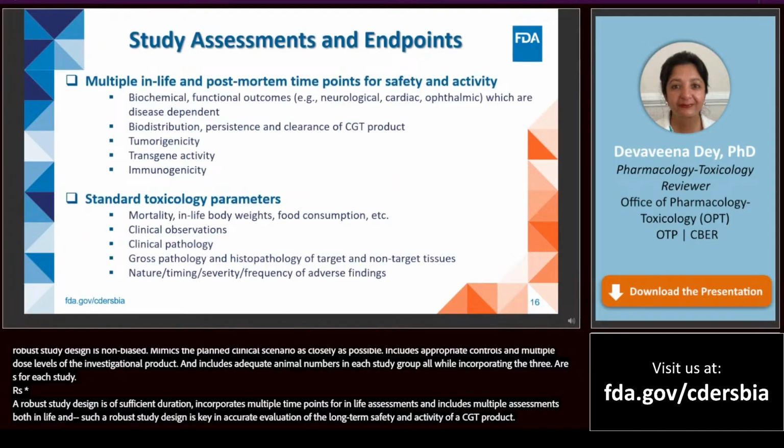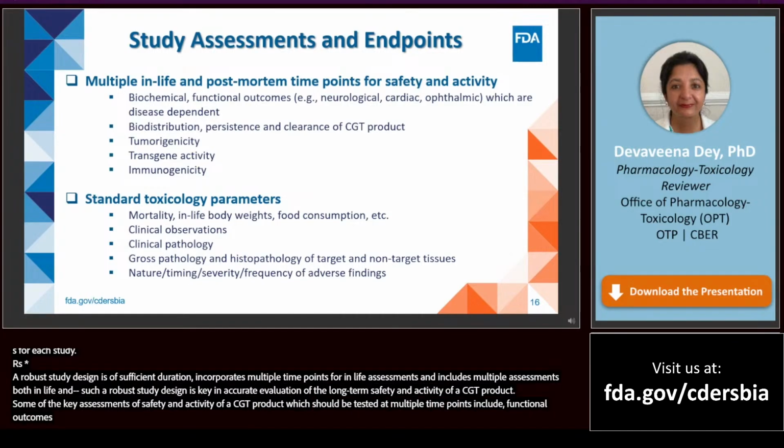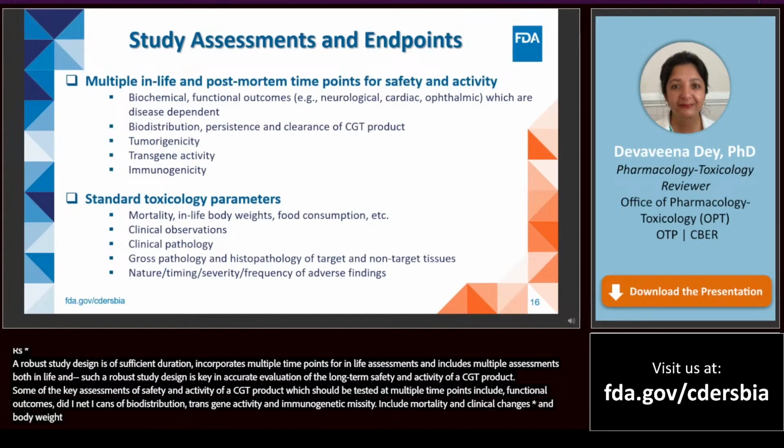Some of the key assessments of safety and activity of a CGT product which should be tested at multiple time points include functional outcomes, kinetics of biodistribution, tumorigenicity, transgene activity, and immunogenicity. Toxicology assessments include mortality, any clinical changes including body weight, and a comprehensive evaluation of adverse findings in each animal in each study group.